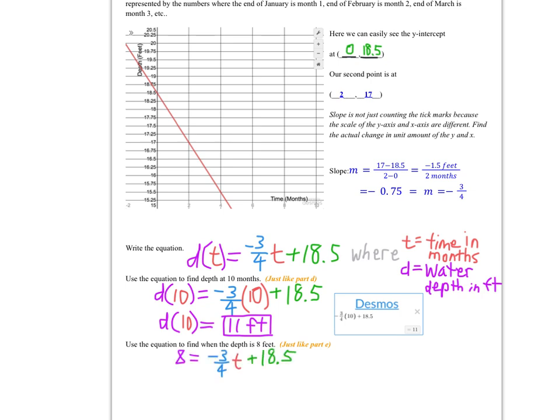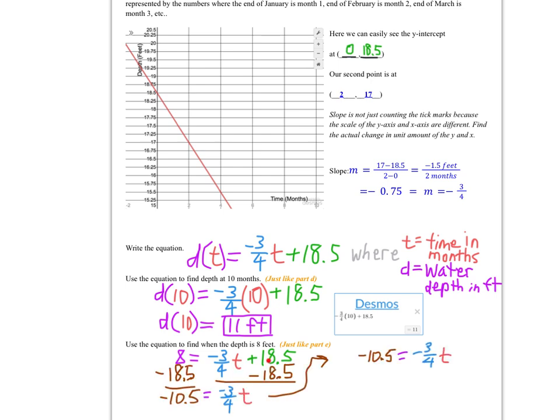We start with 8 equals -3 over 4t plus 18.5. Now we're trying to find what time in months gives me an answer of 8 feet. So unlike the previous problem where I knew the time gave me the answer, now I know the answer, I'm kind of asking what was the question. Going backwards, trying to find our x, our input. If you haven't done so already, try to solve this problem the same way we solved in part E. Otherwise, that's going to look like this.